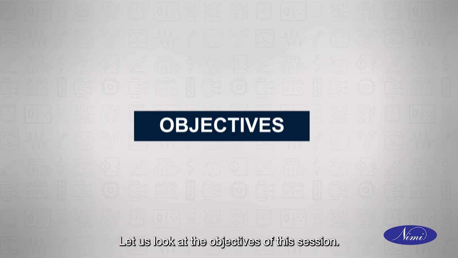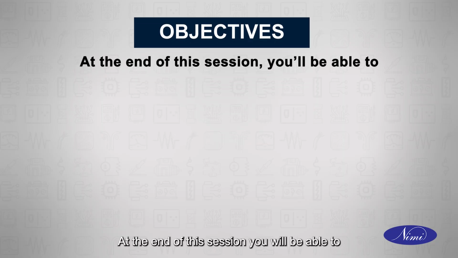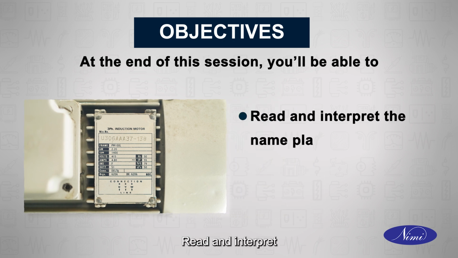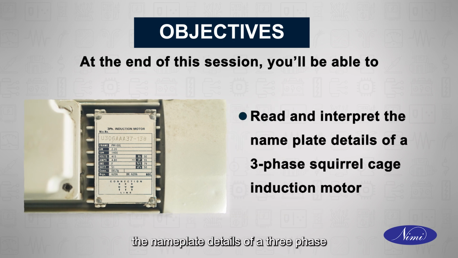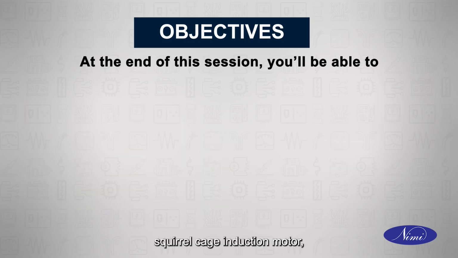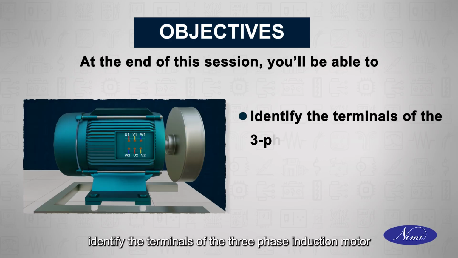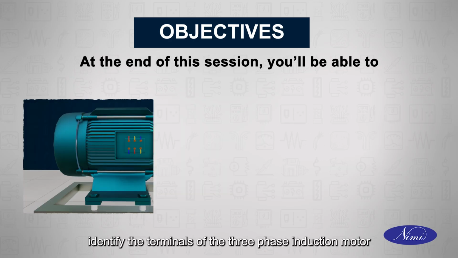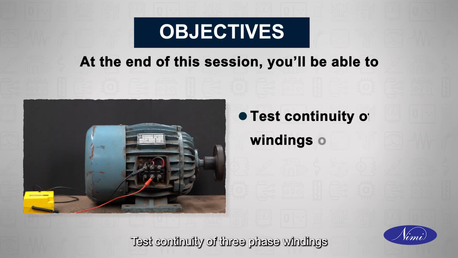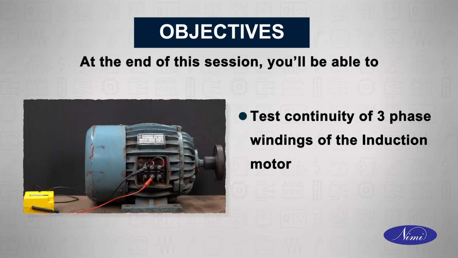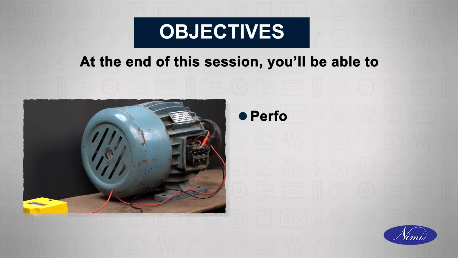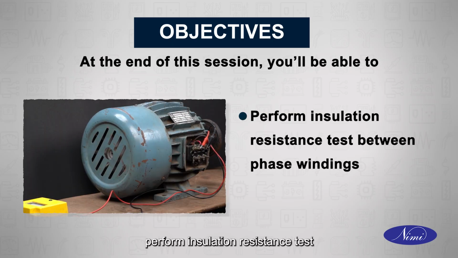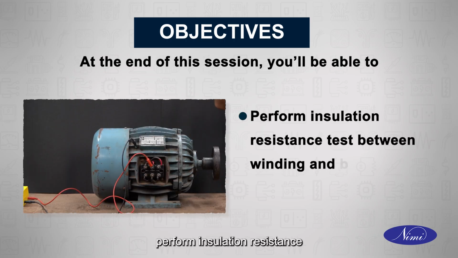Let us look at the objectives of this session. At the end of this session, you will be able to read and interpret the nameplate details of a three-phase squirrel cage induction motor. Identify the terminals of the three-phase induction motor. Test continuity of three-phase windings of the induction motor. Perform insulation resistance test between phase windings. Perform insulation resistance test between winding and body.